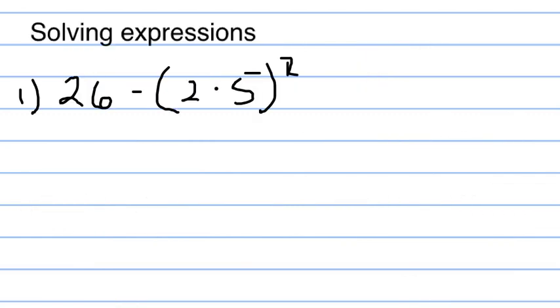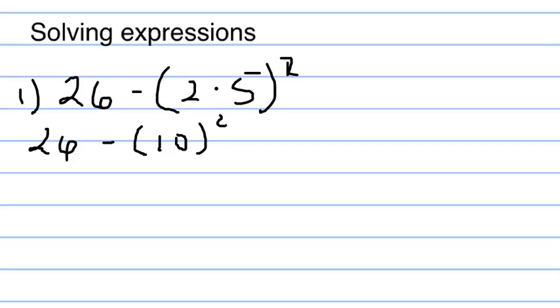Okay, let's try solving some expressions now with exponents. Remember, we're going to follow order of operations. We're going to do what's in parentheses first, then we'll do exponents, multiply, divide left to right, and then add, subtract left to right. Well, in my first expression, I have parentheses, so I need to solve what's in the parentheses first. So I'm going to rewrite 26 minus, and 2 times 5 is 10. Notice that I'm going to keep that in the parentheses because I have an exponent, and I'm going to put that exponent on outside the right parenthesis.